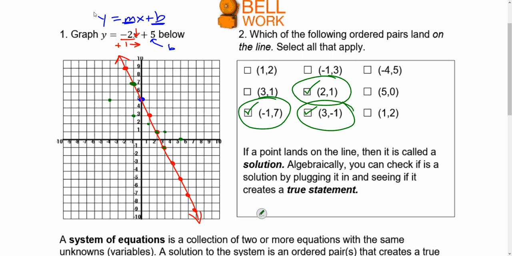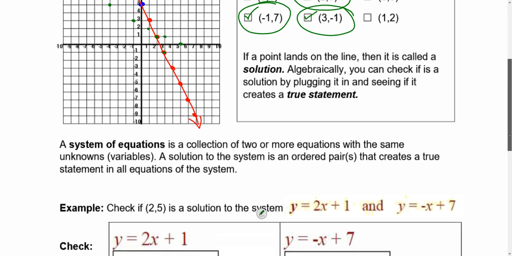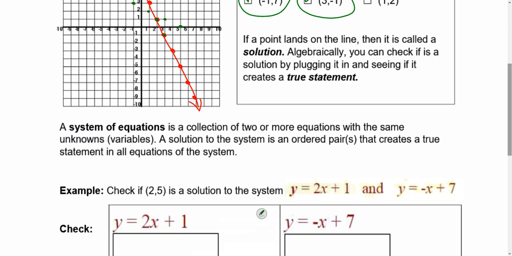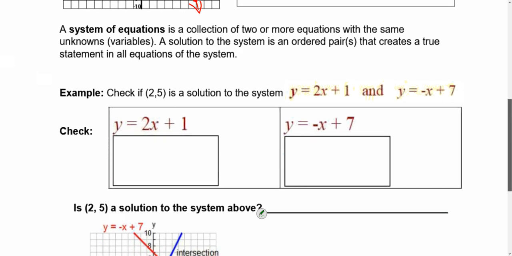There is another way to do it. There's another way to check if it's a solution. You can just plug those numbers in. Plug it in and see if it creates a true statement. So don't forget, every point that we have is created by an x value and a y value. And every equation has an x and a y in it. So if we want to check to see if it's a solution, what we can do is we can just plug in those numbers instead of graphing them. So that's another option. So that's what we're going to do next.